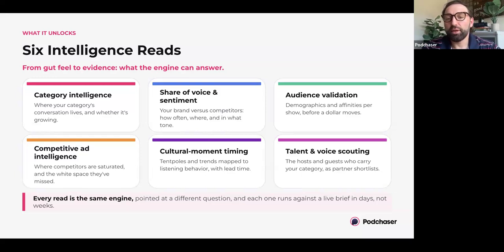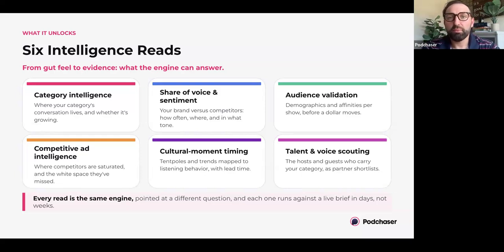And then finally, talent and voice scouting. So identifying hosts and guests who carry your category. You can put them on partnership shortlists. These are the types of relationships you want to build before you ever have to send them a truly cold pitch. We've had other guests on our webinar series before, such as Brittany Martin, who talks about just building the relationship and engaging with them on social media, becoming a known face in their circle, following their content, understanding and showing real, authentic relationship building skills.